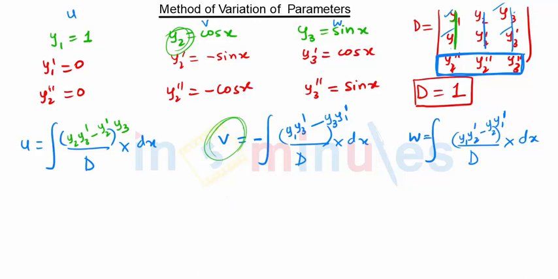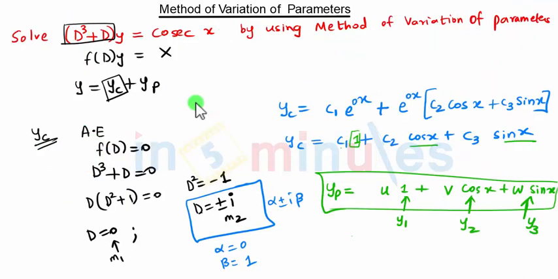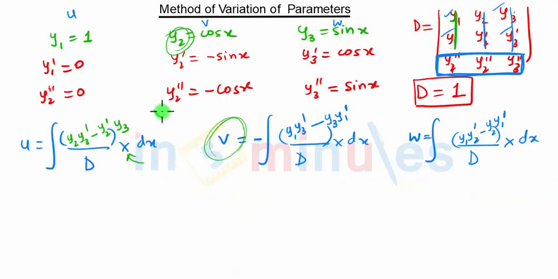So after this we are just going to substitute this, and this x is nothing but this term, which is cosecant x. So x is cosecant x. So we substituted all these terms, and d we have calculated as 1. y2 into y3 dash. What is y2? y2 is cos x. Cos x into y3 dash. y3 dash is also cos x.